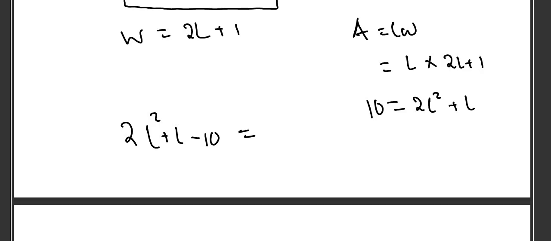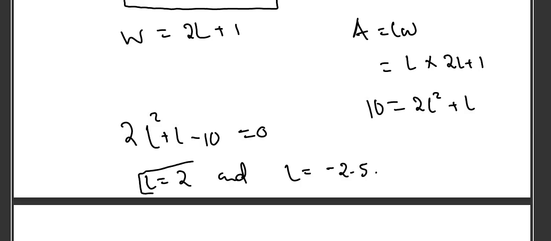So when you solve this quadratic equation, this is just what you get. When you solve this, you get 2 answers. The first answer that you're going to get is simply 2, and the other answer you're going to get is L is equal to negative 2.5. Now length can never be negative, so we take this one to be the length.